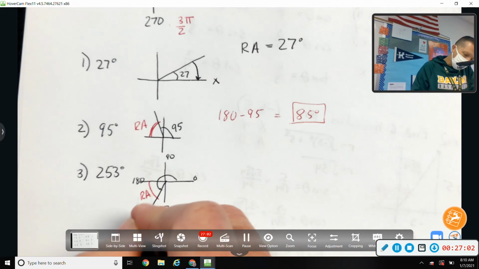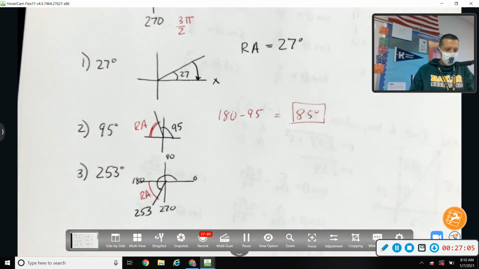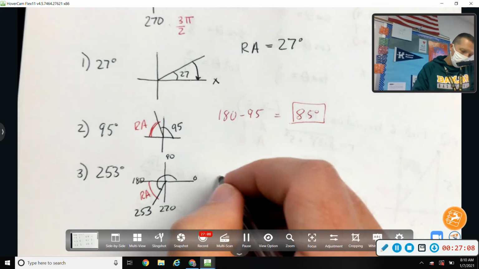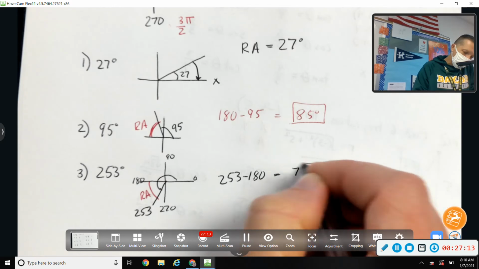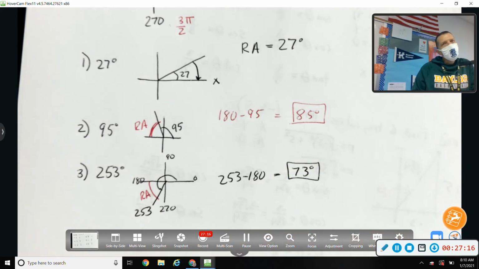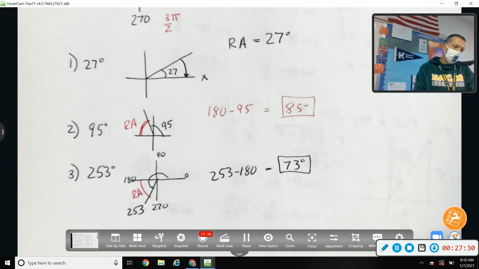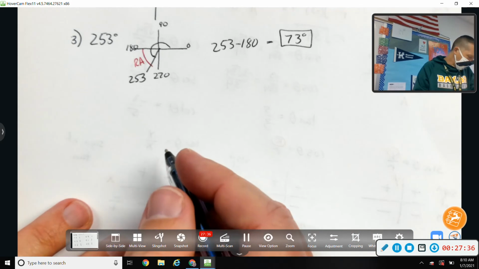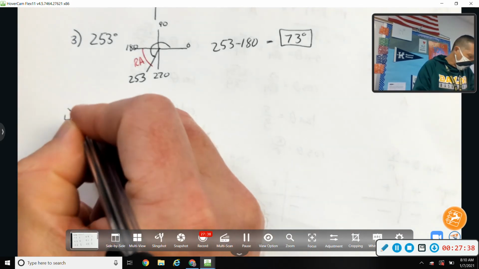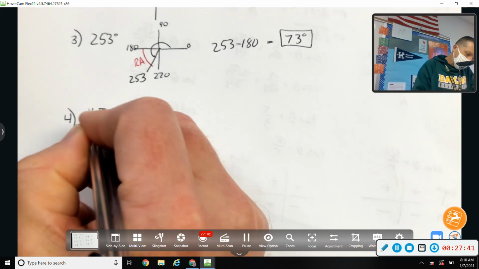So how am I going to figure out what that reference angle is? Yeah, 253 minus 180 is the reference angle. So depending on what quadrant you're in determines how you figure out what your reference angle is. So there's, in some ways, 4 different ways to do it, but don't think of it that way. Just draw the picture and figure out how to get to the x-axis as soon as possible. The tricky part for these is when we go to radians, like 11 pi over 7.